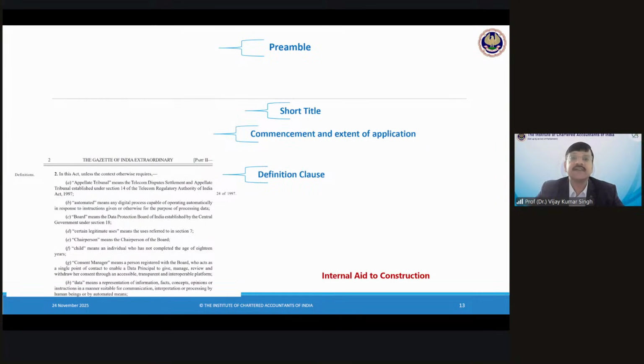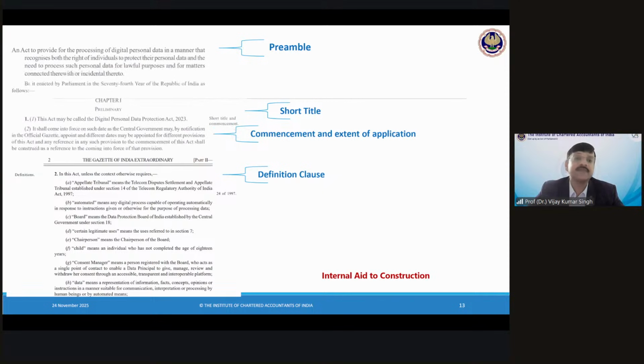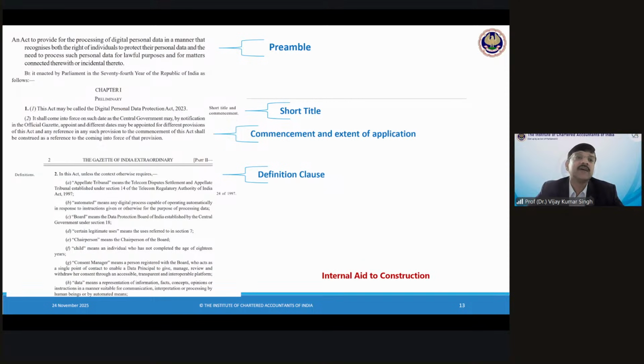Now you can see here, in the law, you will find there is a preamble. So preamble is an act to provide for processing of so-and-so, and that is the preamble. So it sets the context of the legislation.